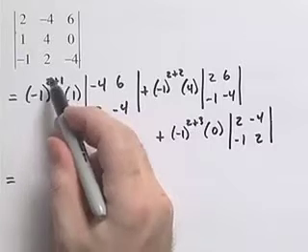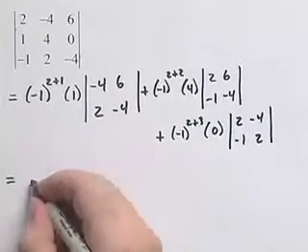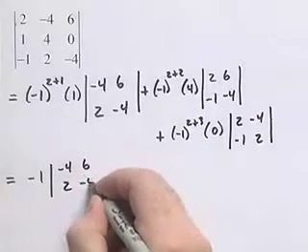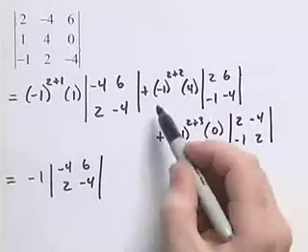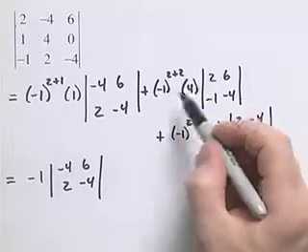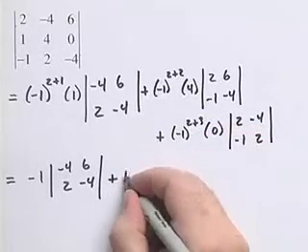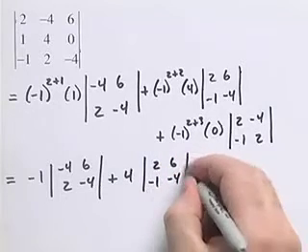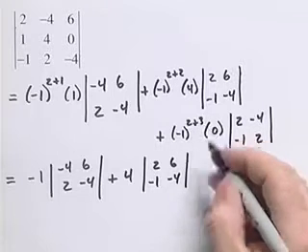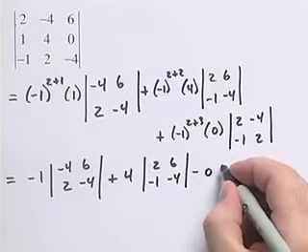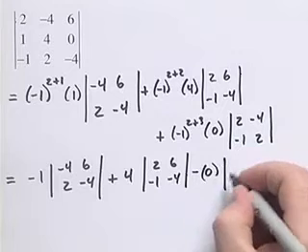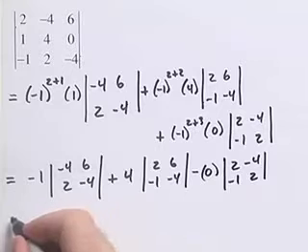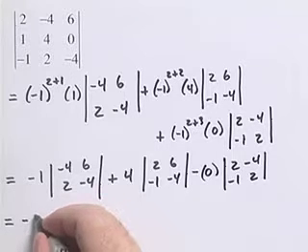-1 to the third power is negative. So we have a -1 times the determinant -4, 6, 2, -4. We have -1 to the fourth power is positive, so we'll get a positive 4 times the determinant 2, 6, -1, -4. -1 to the fifth power is negative, so we'll have -0 times the determinant 2, -4, -1, and 2. So here we'll have -1 times.